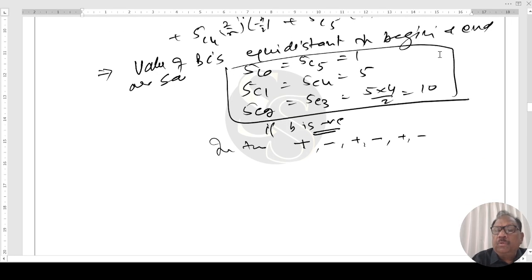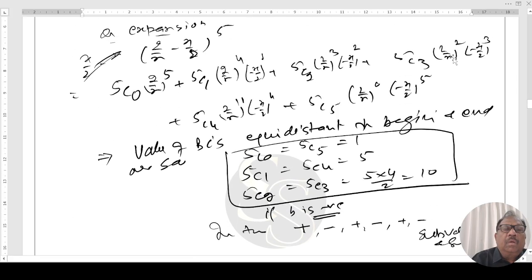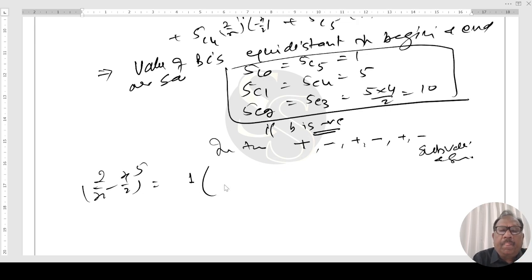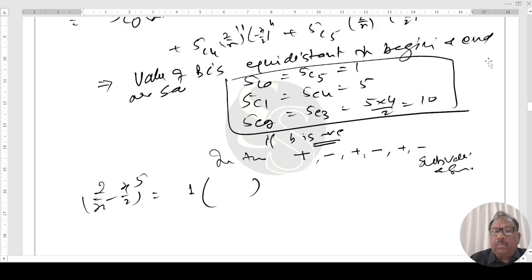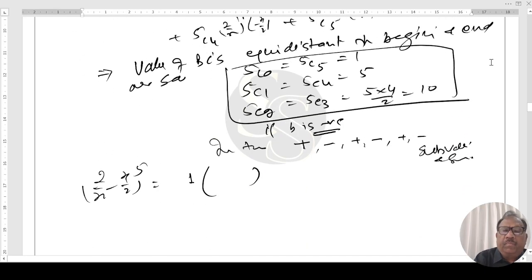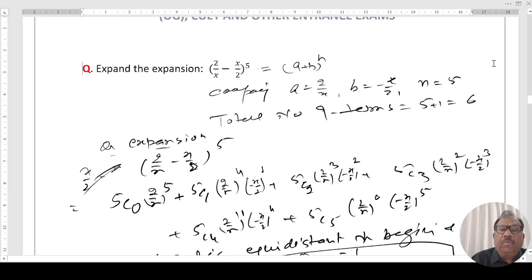Now substituting values and simplifying, (2 by x minus x by 2) to the power 5 equals, on simplification, this comes out to be 32 upon x to the power 5, minus 5C1's value 5.